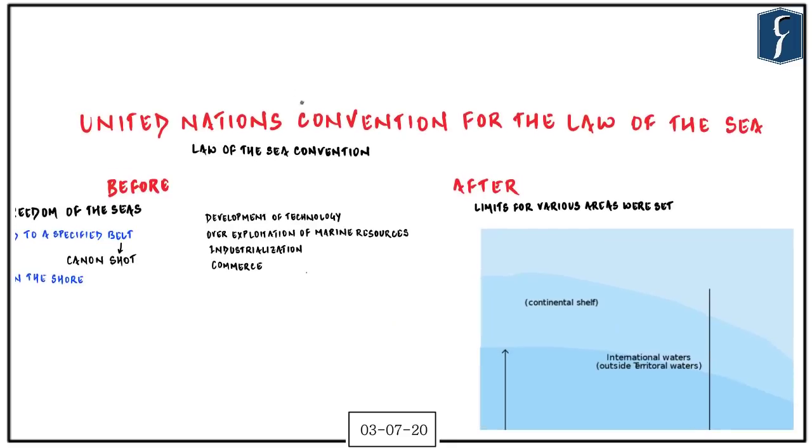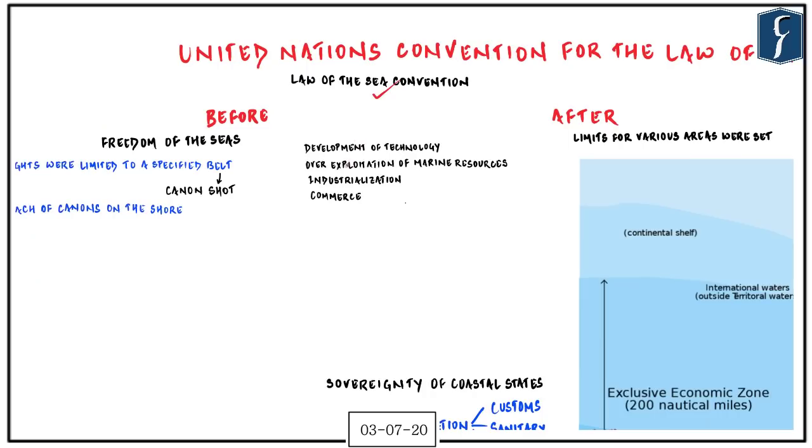But before that, the United Nations Convention for the Law of the Sea, which is acronymed as UNCLOS. Now, the Law of the Sea Convention is that framework which defines the rights and responsibilities of the nations with respect to the use of world oceans and the coastlines. And we'll shortly understand how.